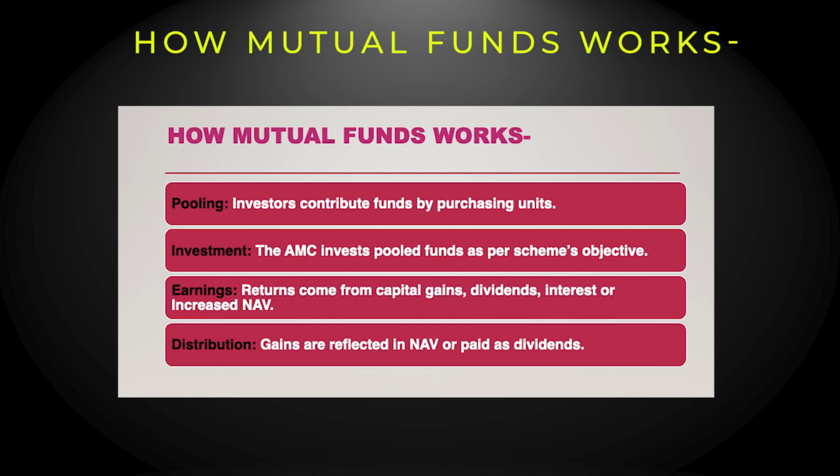NAV is net asset value. According to the market ups and downs, the net asset value will increase or decrease. This also becomes part of earning. And fourth is distributions. Gains are reflected in NAV or paid as dividend. Whatever you earn through mutual fund, either it may be declared as dividend or may be distributed as NAV appreciation, based on pure market price.